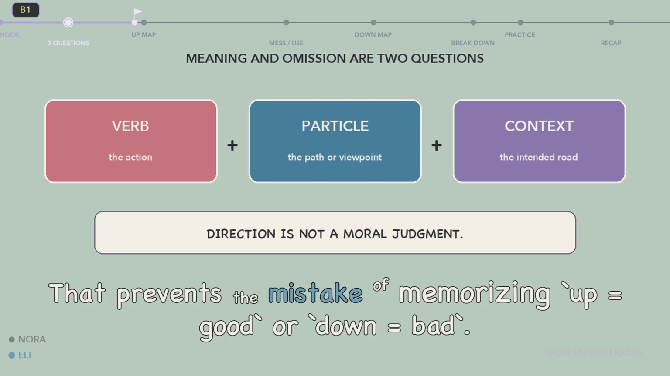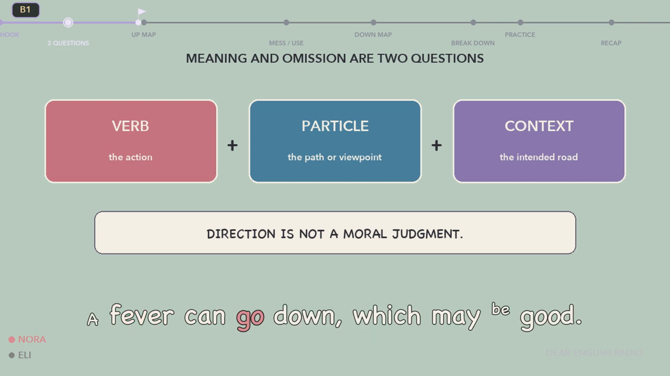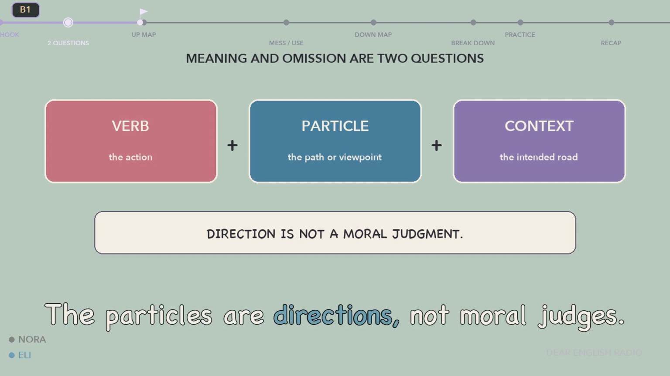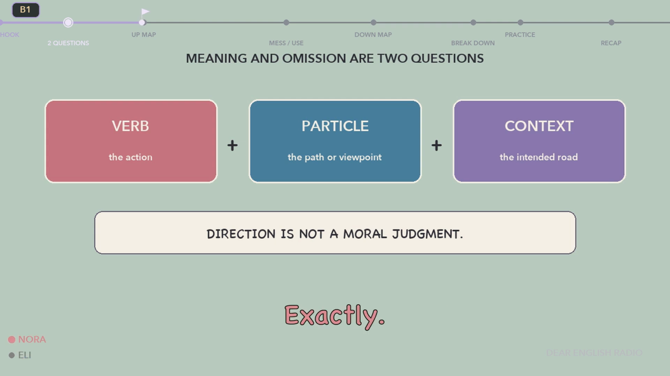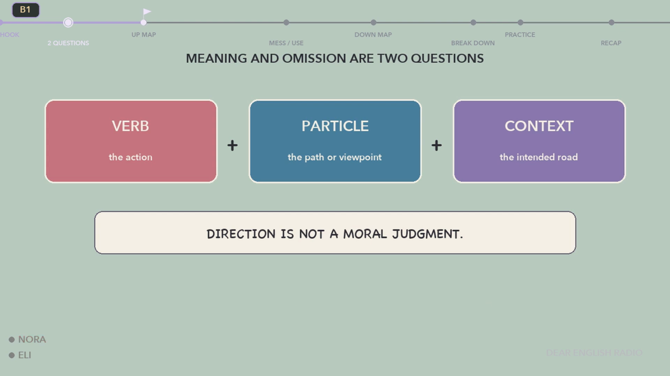That prevents the mistake of memorizing up equals good or down equals bad. Prices can go up, which may be bad. A fever can go down, which may be good. The particles are directions, not moral judges. Exactly. Now we can build the first real map.